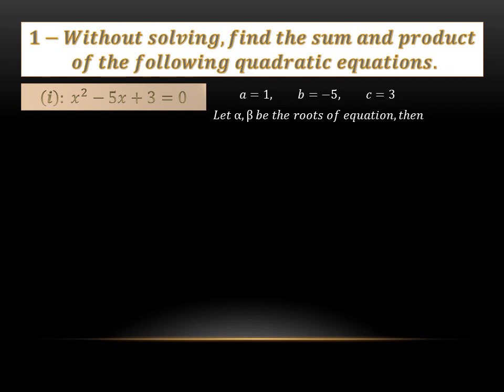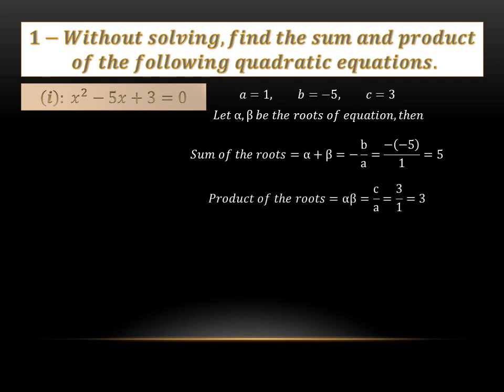So what will be the sum of the roots? It will be alpha plus beta and that value is equal to minus b over a. What is b? It's minus 5 and a is 1. So putting the values, minus into minus 5 over 1, the answer will be plus 5. Now finding the product of the roots, alpha beta, the formula will be c over a. So c is 3 and a is 1. Putting the values, 3 over 1, we will get the answer 3. That is simply the solution of part 1.